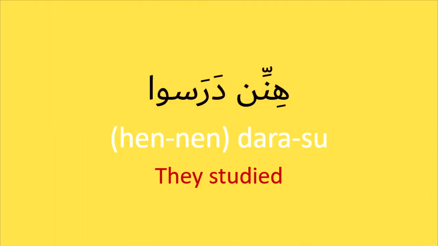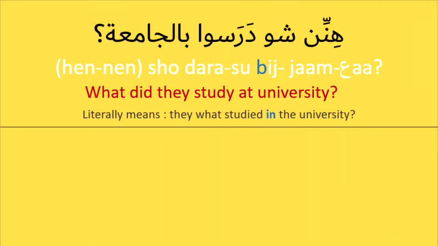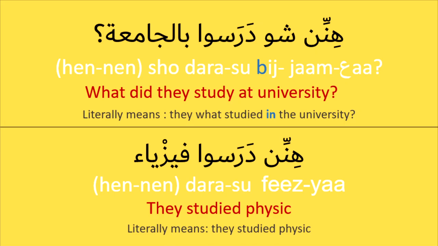Next one. Hennen darasu. They studied. Hennen shu darasu bijama? What did they study at university? Literally it means they what studied in the university. The reply is Hennen darasu physia. They studied physics.